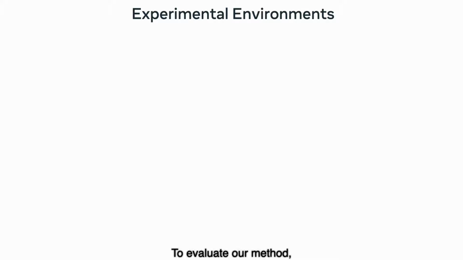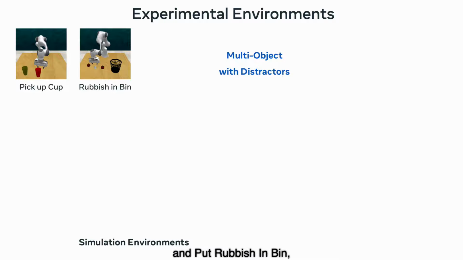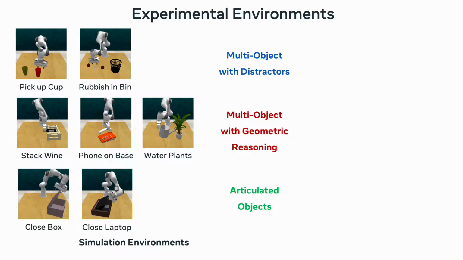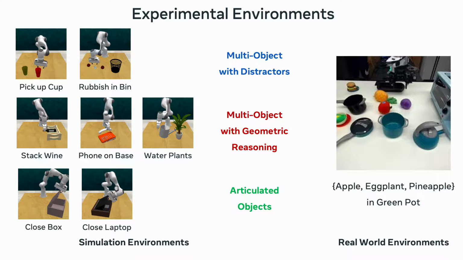To evaluate our method, we performed experiments on 7 simulation tasks and 3 real-world tasks. In simulation, we have pick up cup and put rubbish in bin, which are multi-object tasks with distractors. We also have stack wine, phone on base, and water plants, which are multi-object tasks requiring reasoning about object geometries. And finally, we have close box and close laptop, which are articulated object tasks requiring reasoning about object affordances. In the real world, we have put apple, eggplant, pineapple in green pot, 3 multi-object pick-and-place tasks with a variety of distractors in the kitchen scene.